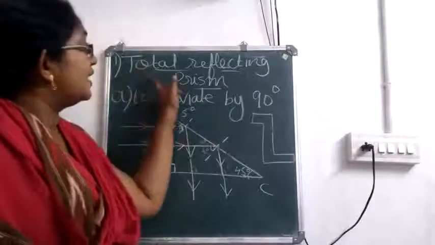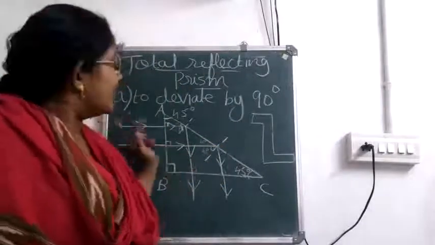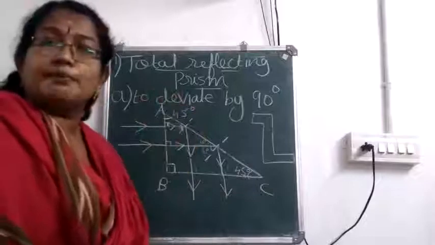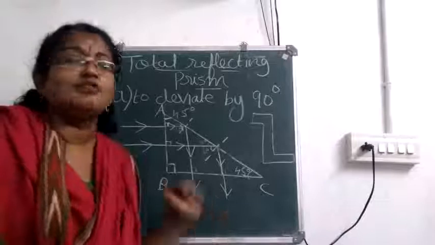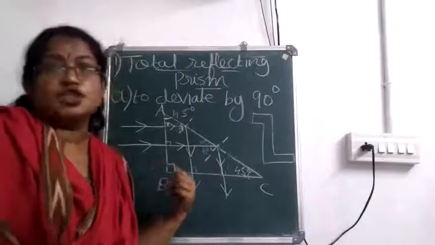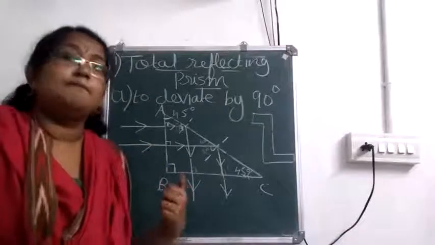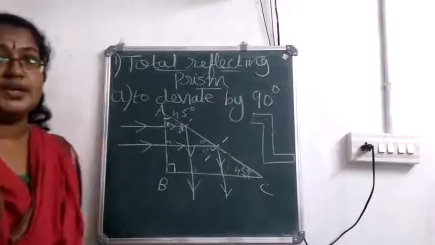Then first one, total reflecting prism. A, to deviate a light ray by 90 degrees. Then you have to draw the diagram, and after that what you have to write? Where it is used. It is used in a periscope. Okay. So, is it clear?